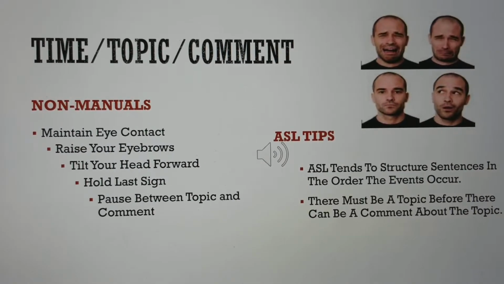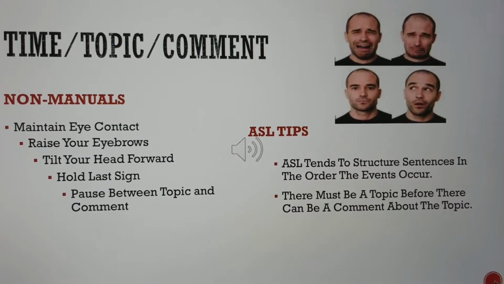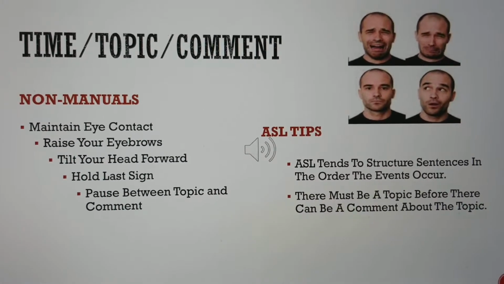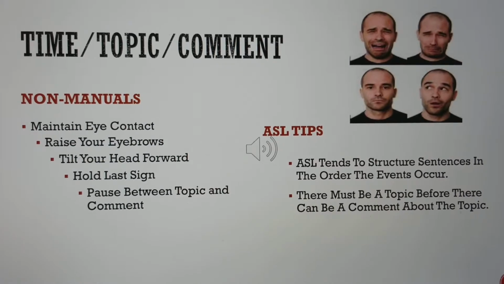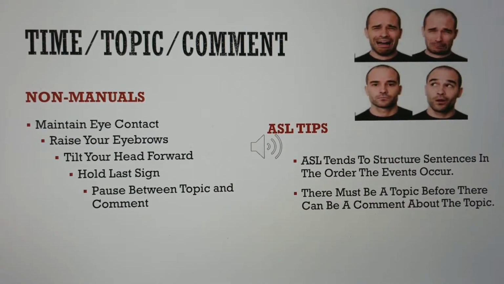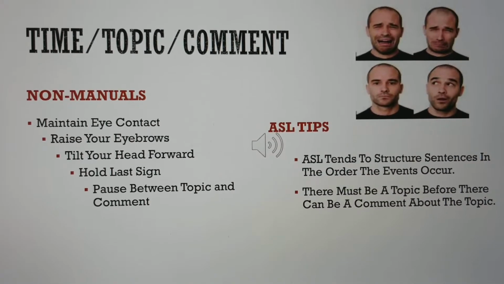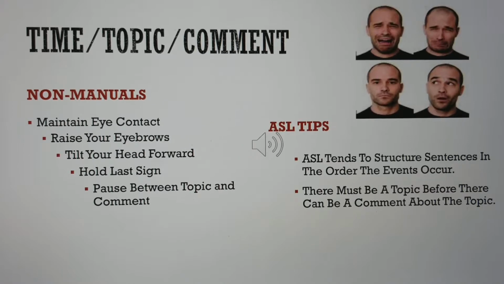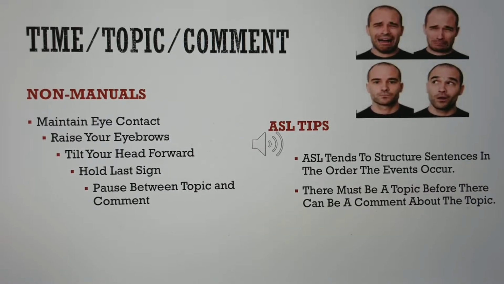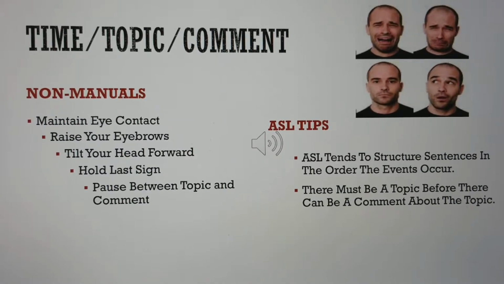The fourth sentence structure that we discussed is the time, topic, comment sentences. I think it's important here to remember that ASL is structured by word order in which an event occurred. The topic is typically mentioned first, then the subject of the event, then the comment about the topic or subject. Also important are the non-manuals: maintaining eye contact, raising your eyebrows, tilting your head forward, and holding the last sign. All important when signing time, topic, comments.